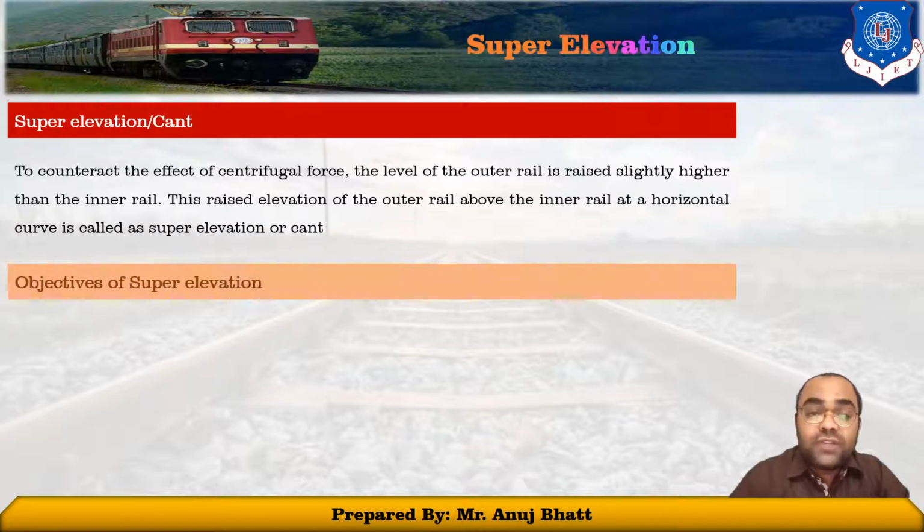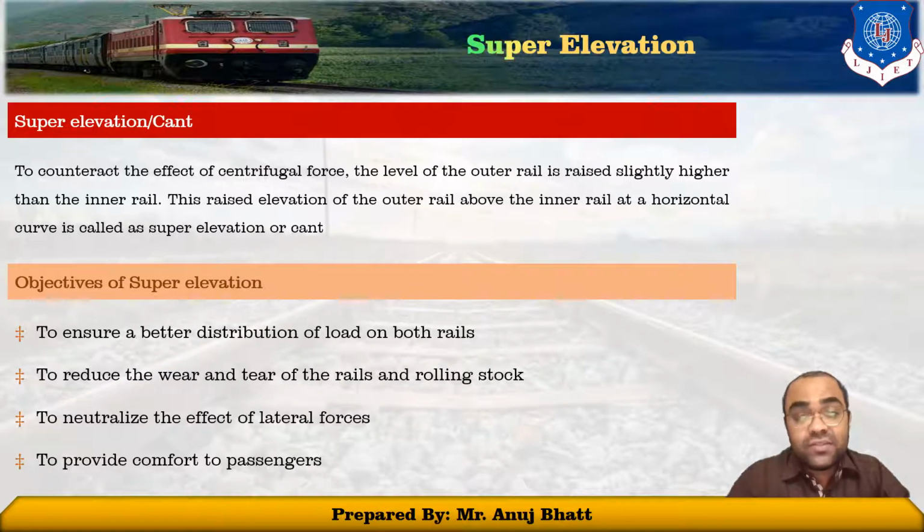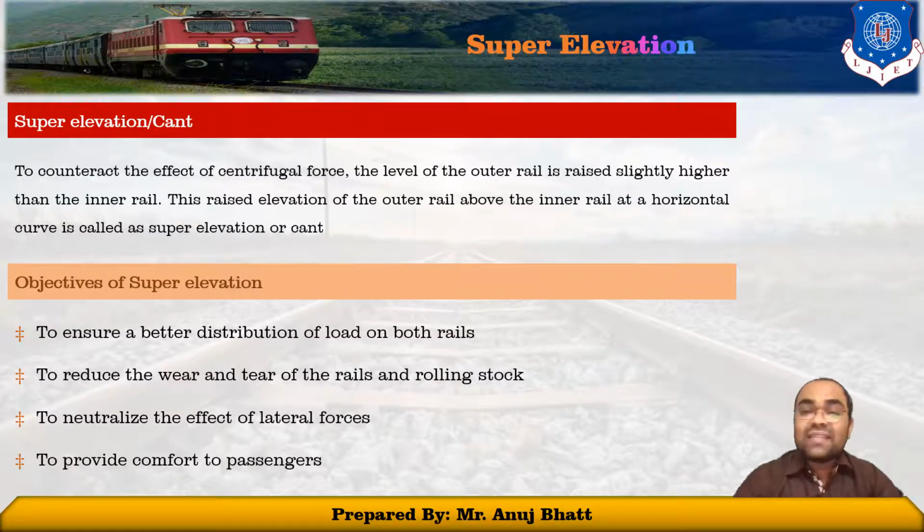The objectives of superelevation are to ensure a better distribution of load on both the rails, to reduce the wear and tear of the rails and also of the rolling stock, which is the wheel, to neutralize the effect of lateral force, and to provide comfort to the passengers on that particular curved track. So these are some of the objectives of providing superelevation.